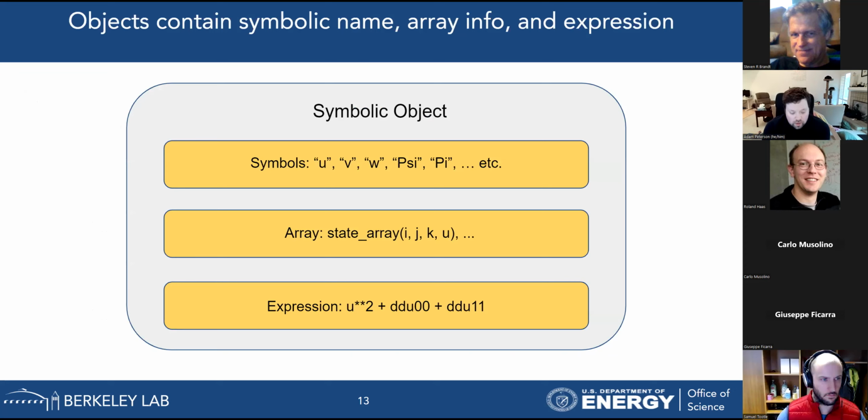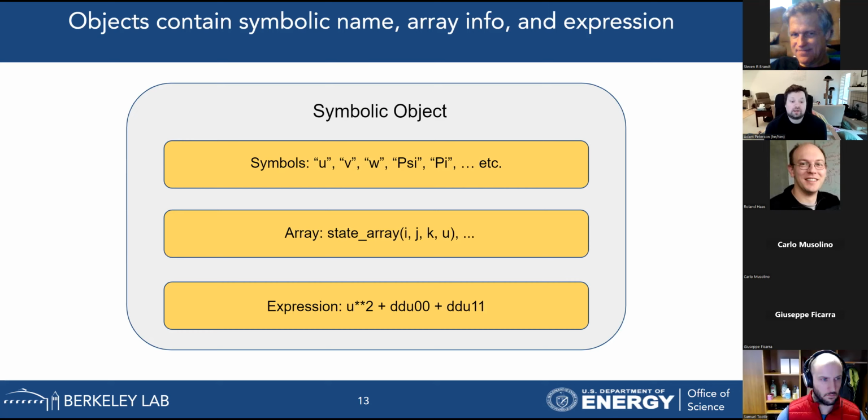So while we were doing this, we realized that a code generator needs the objects, what we call a symbolic object, needs three pieces of information. You need a symbol that tells you what you're talking about. Okay, this is the psi field, this is the pi field, this is the u, v, w field, etc. You need to know what that symbol is actually referencing.